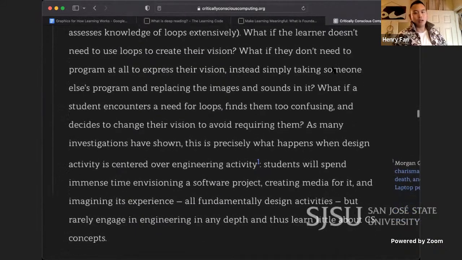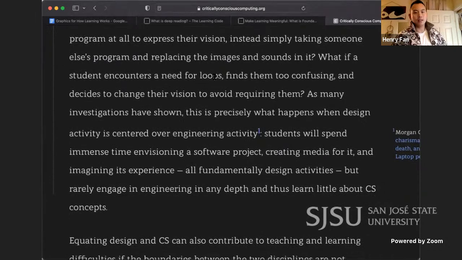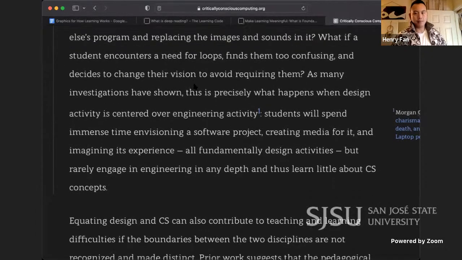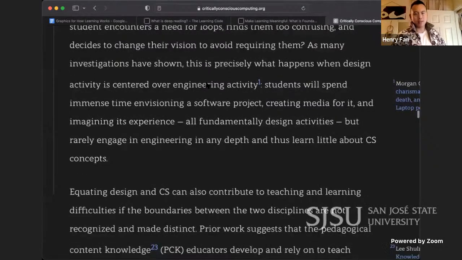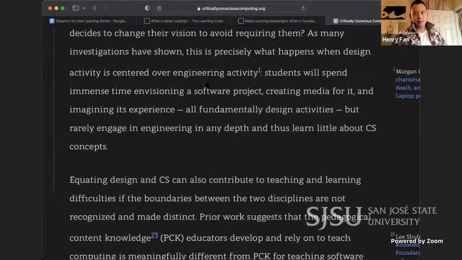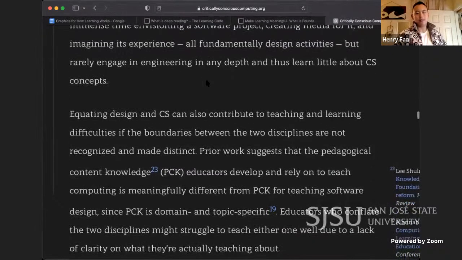What if a student encounters a need for loops, finds them too confusing, and decides to change their vision to avoid requiring them? As many investigations have shown, this is precisely what happens when design activity is centered over engineering activity. Students will spend immense time envisioning a software project, creating media for it, and imagining its experience, all fundamentally design activities, but rarely engage in engineering in any depth and thus learn little about CS concepts.